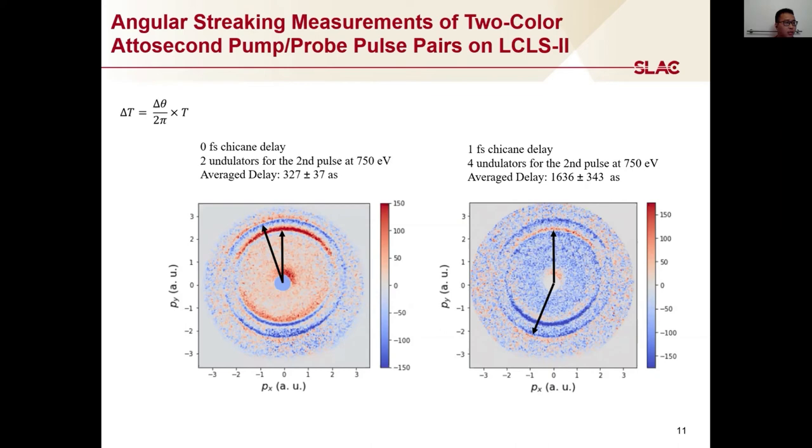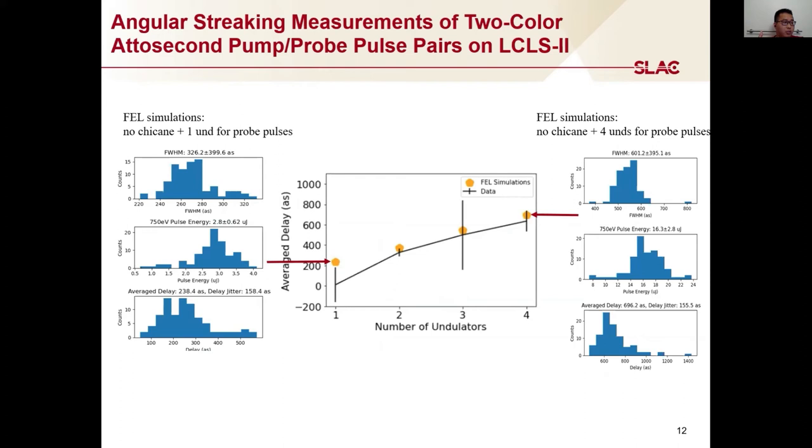Okay, so we have also done start-to-end simulations to benchmark our data analysis of two-color streaking. Here we compare simulations to data analysis for the shortest delay points. The four shortest delay points are no chicane delay plus 1, 2, 3, and 4 undulators for the second color. We see that the FEL simulation matches pretty well with the experimental data. The pulse energy is still decent, say a few microjoules, when there is only one undulator for the second color, and the pulse is pretty short, say just around 200 attoseconds.